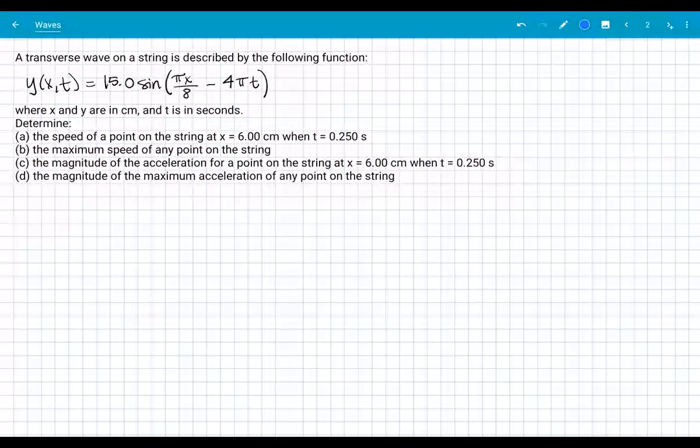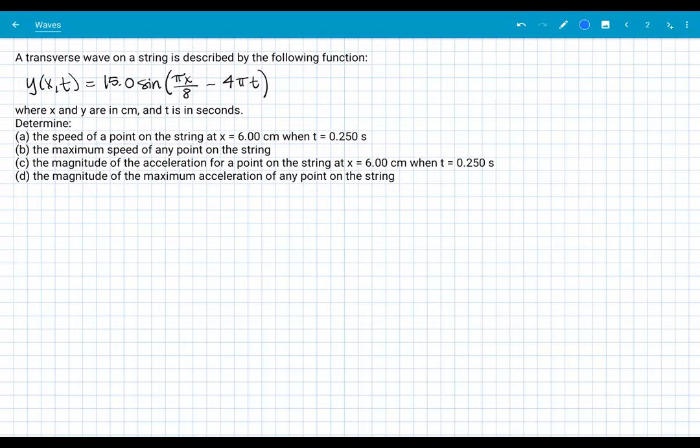All right, we have another traveling wave problem here. This is given to us as a wave on a string. It's a transverse wave, and we're given the wave function. Again, I give you the wave function in this way that they're often presented, and that is without units, just sort of in a mathematical presentation.